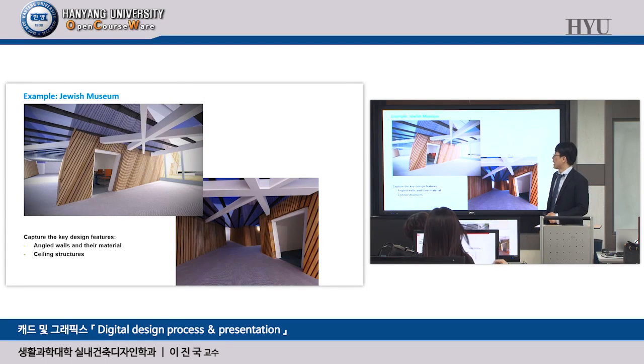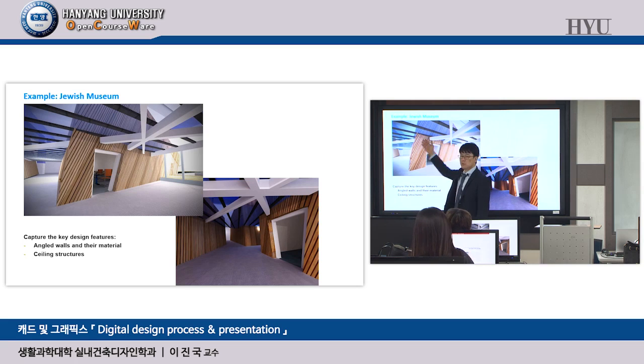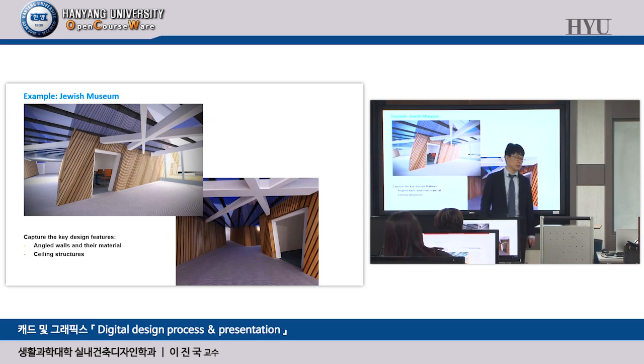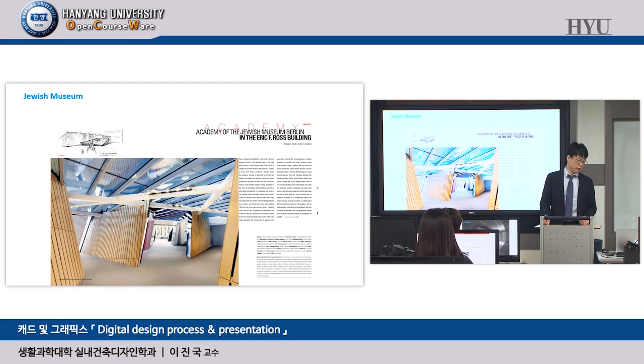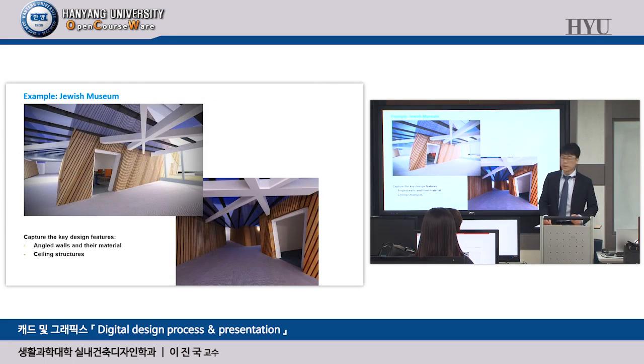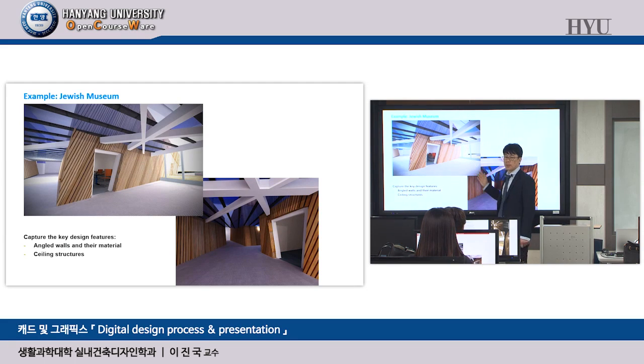For Jewish museum, as you see, angled walls, okay? Some angled walls and their material. Carefully assigned, modeled, even interior and exterior floor structure, as well as ceiling structure. Take a look. The ceiling structure and the translucent ceiling like this. The ceiling structure is very unique, and banded, angled wall structure with their material can be modeled and visualized by this V-Ray render with Photoshop retouch.